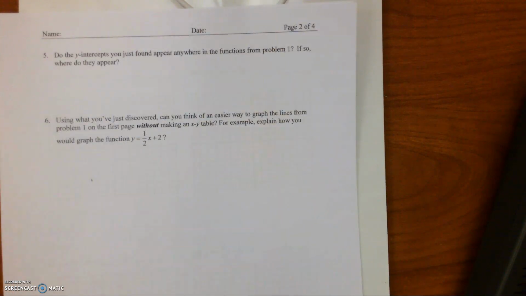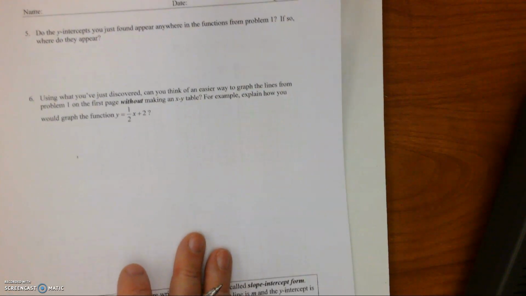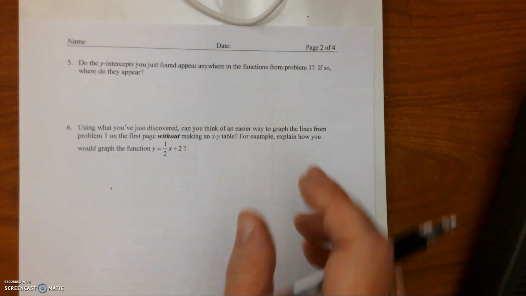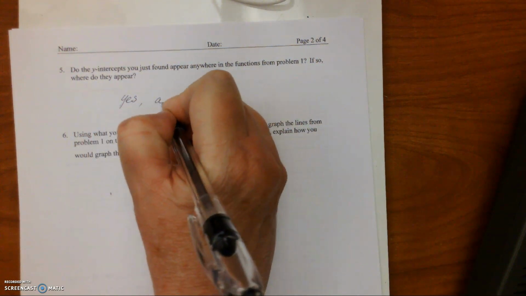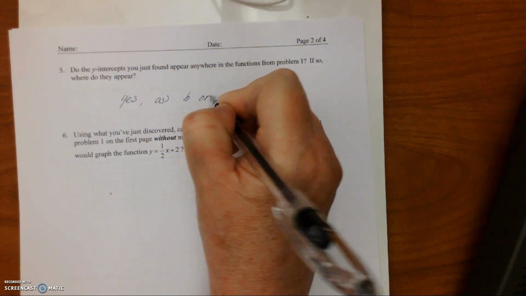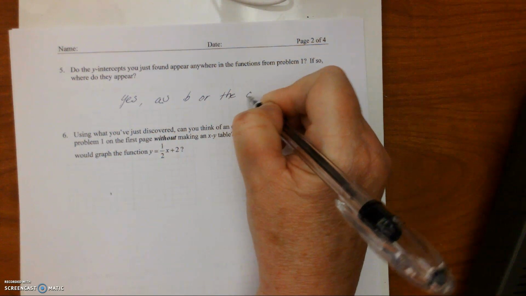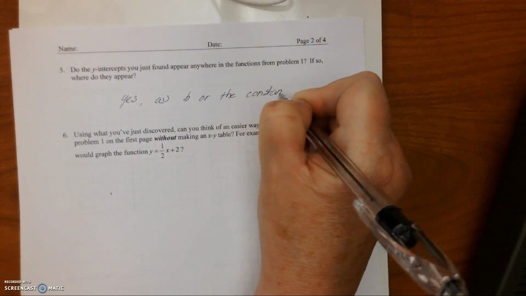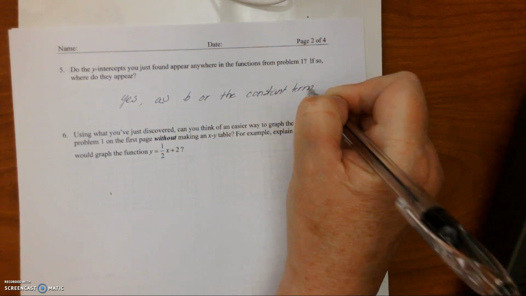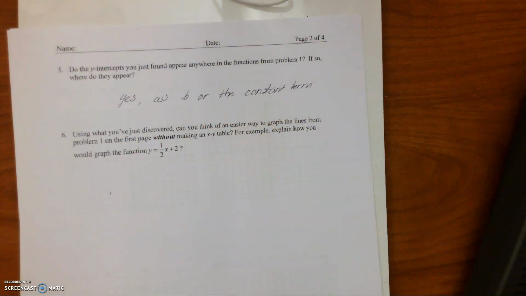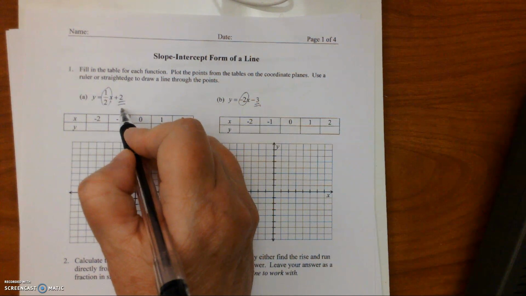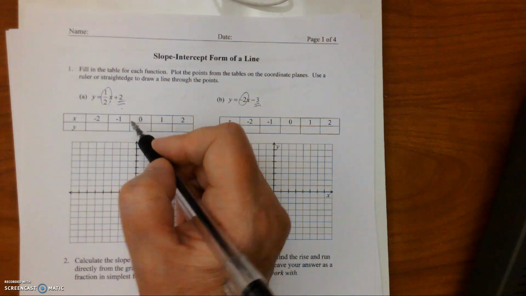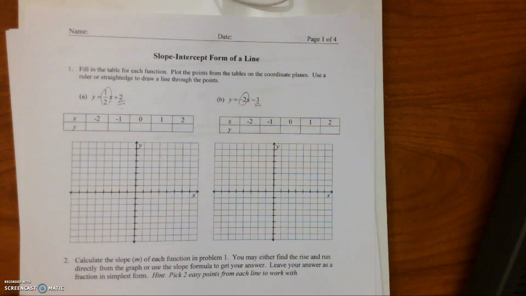All right, the next page. Do the y-intercepts you just found appear in the problems? And we just went over that. Yes, as b, or the constant term. And what they mean by constant term is this number here, -3 and 2, they will always stay the same. They're going to be constant. They're not going to change.